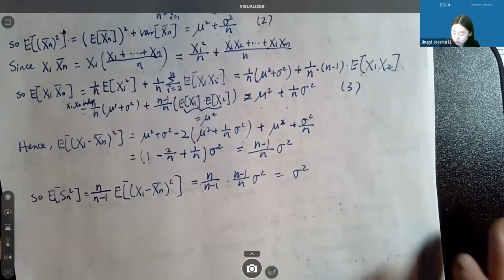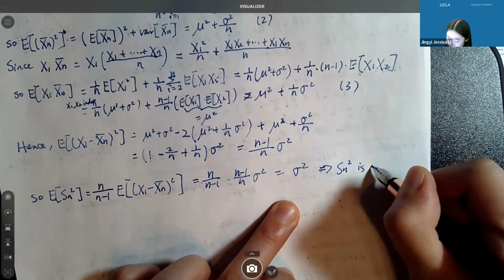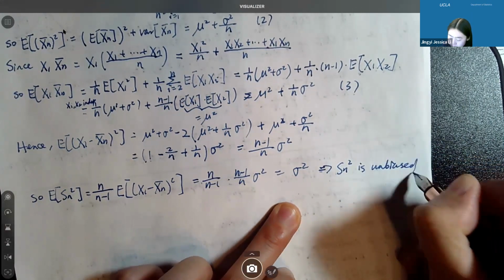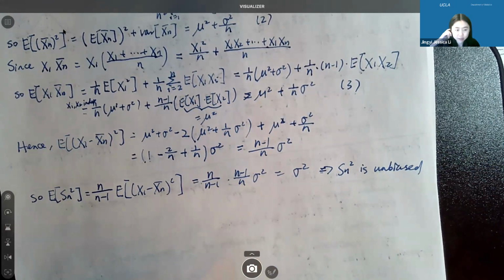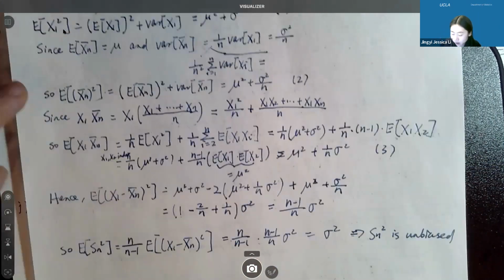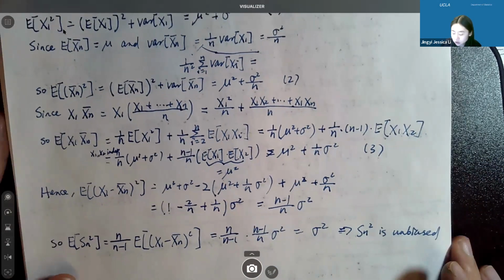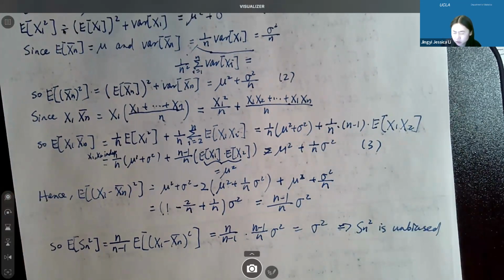And this result tells us that Sn squared is unbiased. It is an unbiased estimator for estimating sigma squared. So this whole derivation, I would say it's quite important, and I want everybody to be able to repeat what I just did. The key thing is that there are two core components. One is that you need to be very familiar with how to handle expectation, and how to handle expectation for independent random variables. These are all basics from probability.